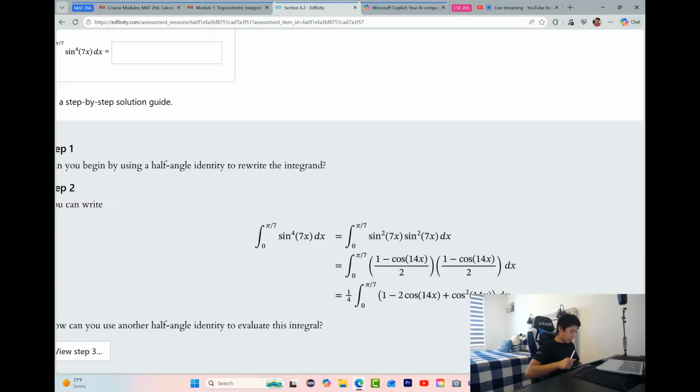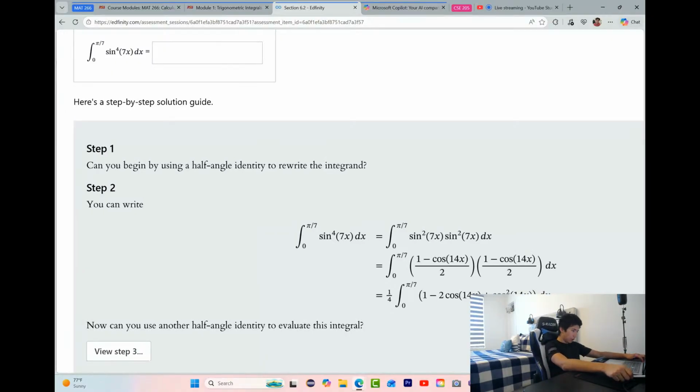Very cool. So now what? Looks like we take out, we have 1/2 times 1/2 is 1/4. We take that out. 1/4 times the definite integral from 0 to pi over 4 of 1 minus cosine squared of 4x times 1 minus cosine squared of 4x dx. Very cool. And then it's telling us, now can you use another half angle identity to evaluate the integral? Let's see.